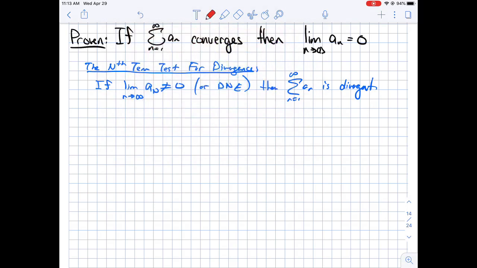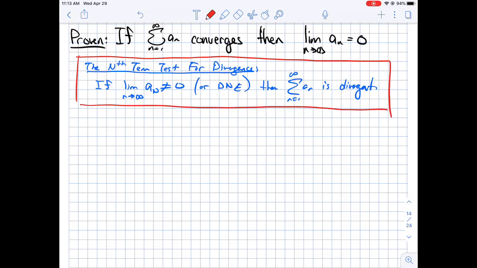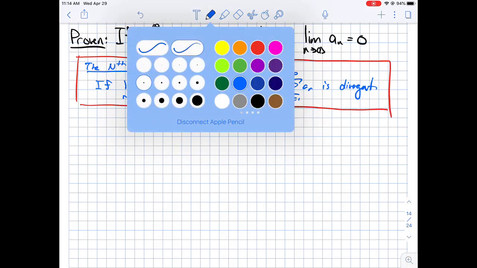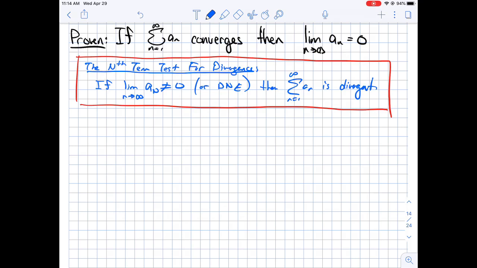So this is the nth term test, and moving forward, it's the first of many tests that we're going to learn, and it's always going to be the easiest one to apply. It should always be the first one that you look at whenever you are testing a new series. The first time you see a series, take these terms being added up and do the limit quickly.